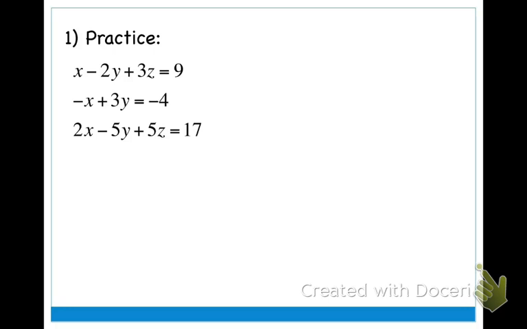So first thing I want to do is make sure it's set up correctly, that I go x, y, z equals some constant. And I do for the most part, except in this second line, that second equation, I am missing my z variable. All that tells me is that the z variable has a coefficient of 0. So if I really wanted to, I could rewrite this as negative x plus 3y plus 0z equals negative 4. And then it becomes a lot more obvious that the coefficient on z is 0.